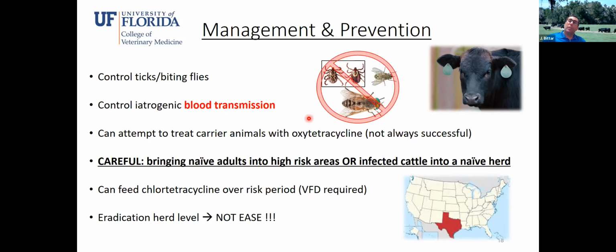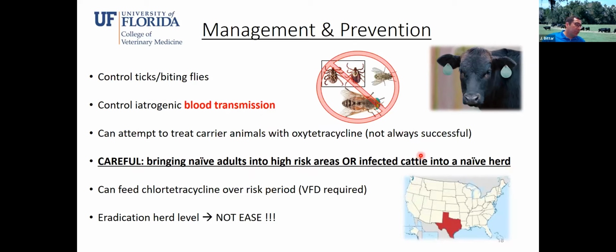You can attempt to treat the carrier animals with oxytetracycline. That's not always successful, and now you have to have a veterinary feed directive, so you need to have a prescription from the vet. It's really hard. And then really be careful, think about it and talk to the veterinarians, and have a plan for whenever you're going to bring naive animals, especially adult ones, into your range or into areas in which you have a high risk, or infected animals into a naive herd.